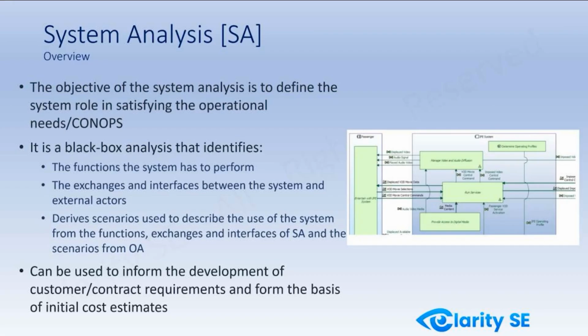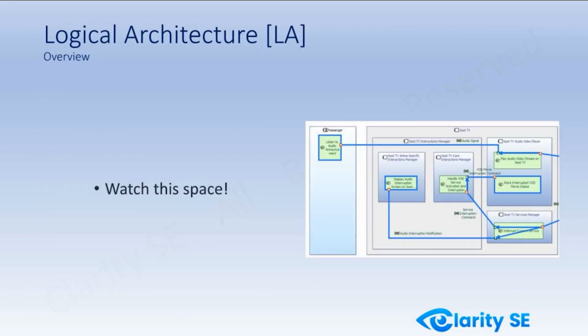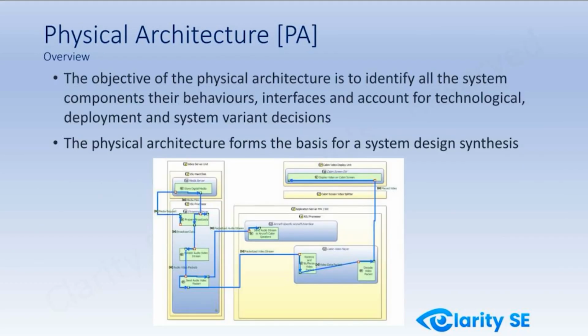So this sort of layering is really quite important if we're trying to define contractual requirements, because it tells us what's in scope, what's out of scope, and what sits on the boundary. Logical architecture, again, this is the last time I won't talk about the logical architecture. We'll get back to that in a moment. And the physical architecture really is all about the design synthesis.